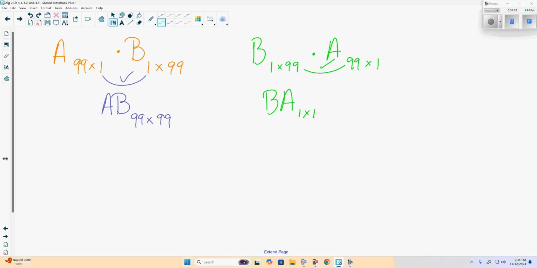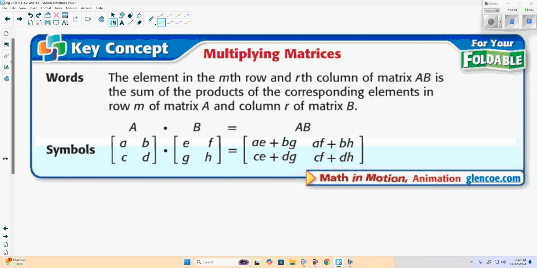But that does tell us something important. Because here, even though it does work both ways, A times B and B times A, will they be the same? No. A 99 by 99 is not the same as a 1 by 1. Order matters with multiplication of matrices.